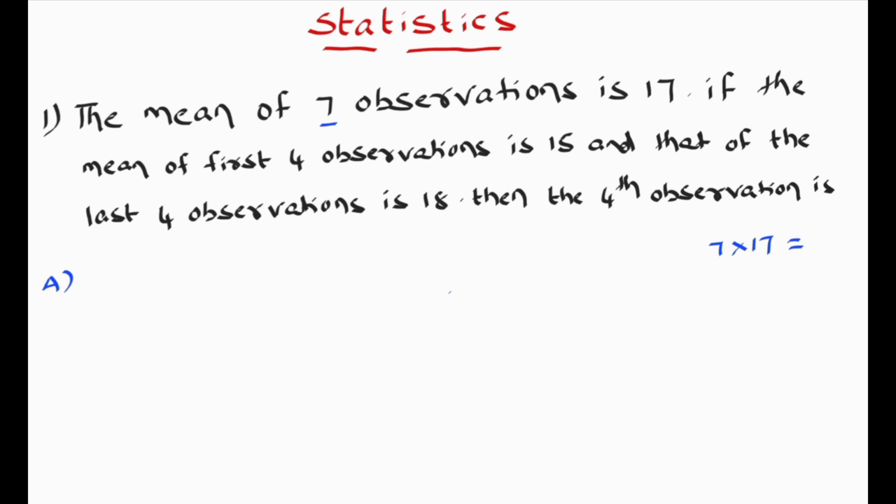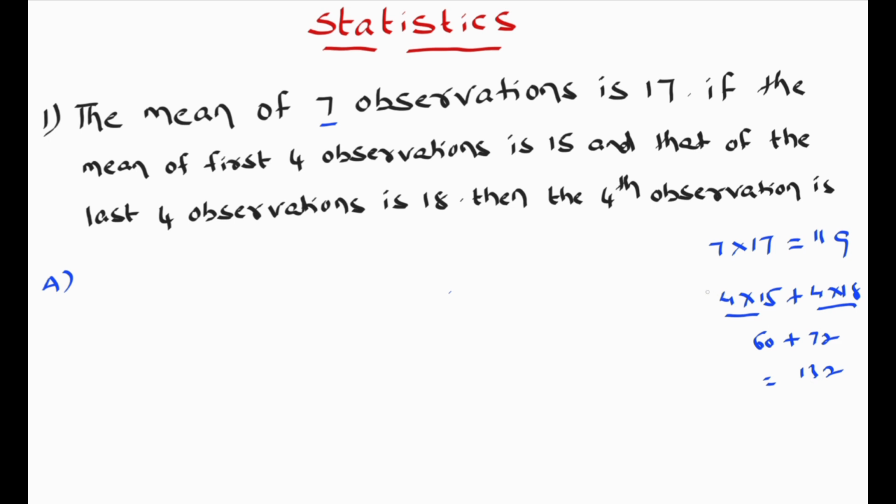Okay, if the mean of first 4 observations, so 4 into 15, and that of the last 4 observations, so 4 into 18. So 60 plus 72. So we got 4 here and 4 here. Totally 8. But we are having actually 7 observations only. So sum of the 7 observations will be 7 7 ja 49. So 119. Now to get the fourth one, so we have to add these two, okay, to 132.